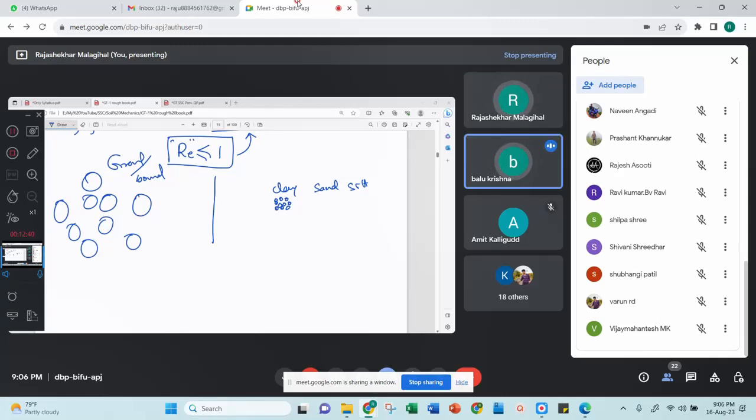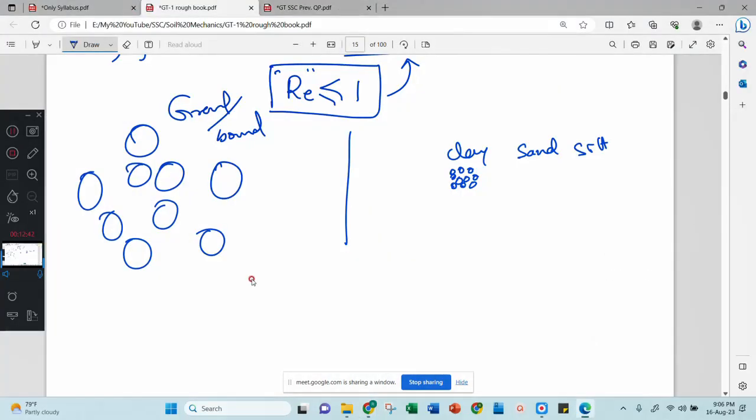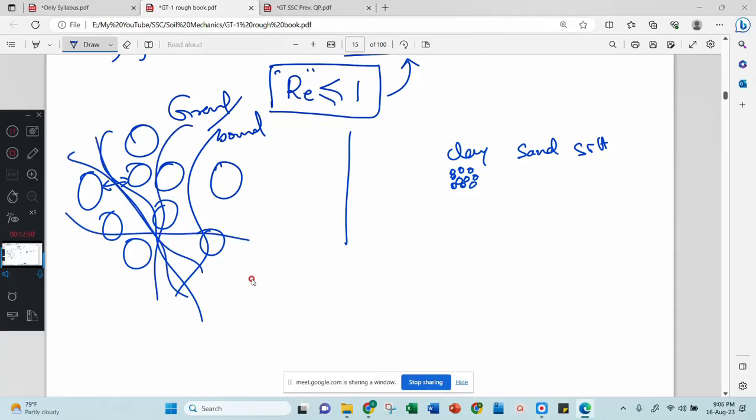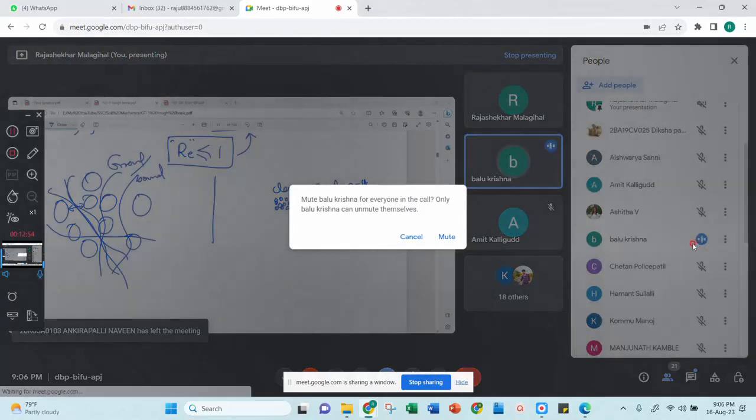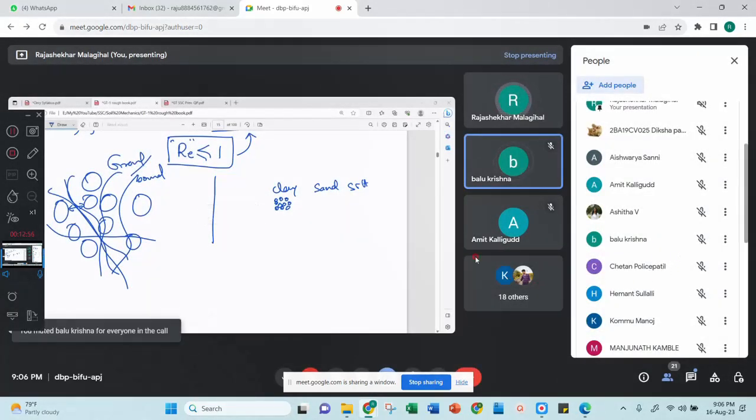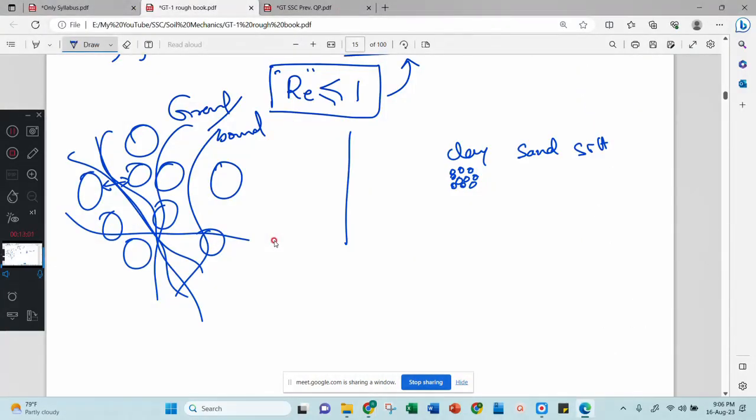In gravel soil there will be turbulence, no? Because the void space is very big, the water will rush very fast. Therefore, this is turbulent. That's why most of the time we are not using Darcy's equation for gravel and boulders. But Darcy's equation we can easily use for clay, sand, and silts.